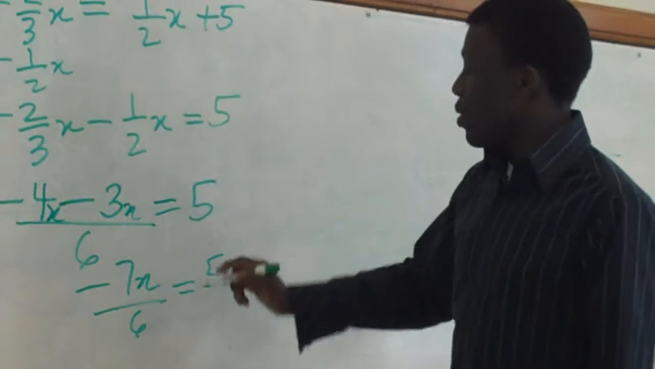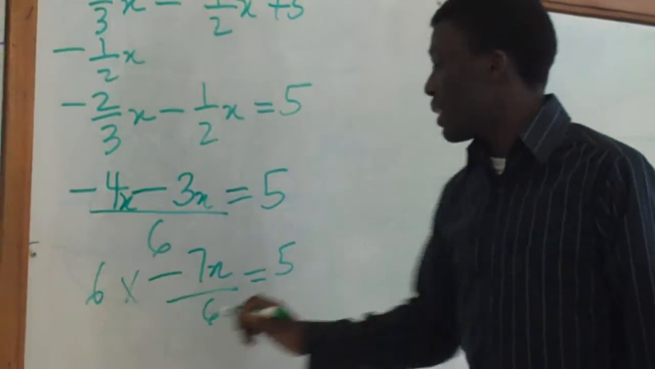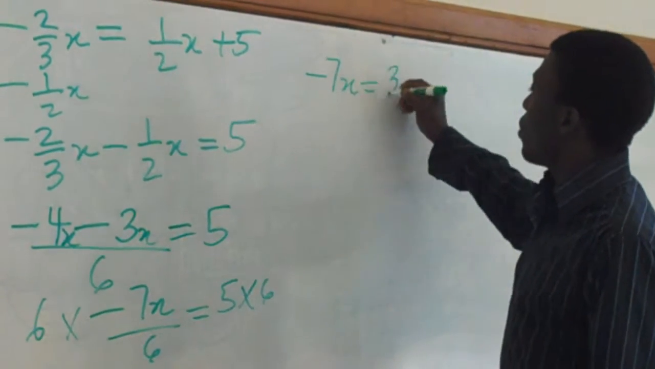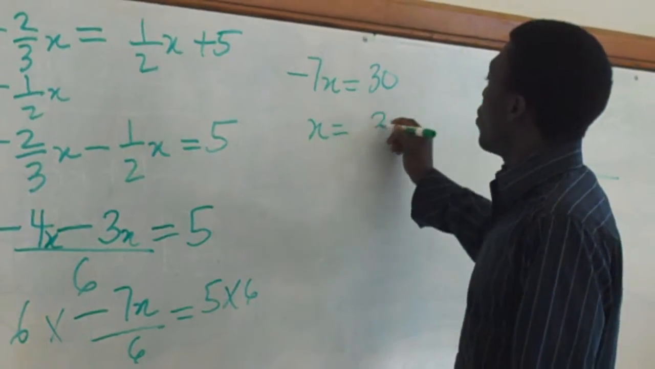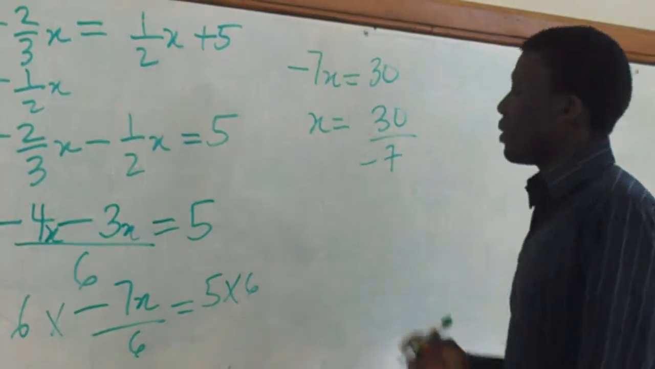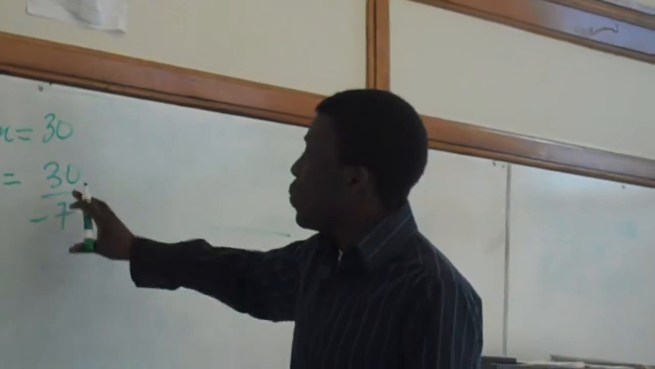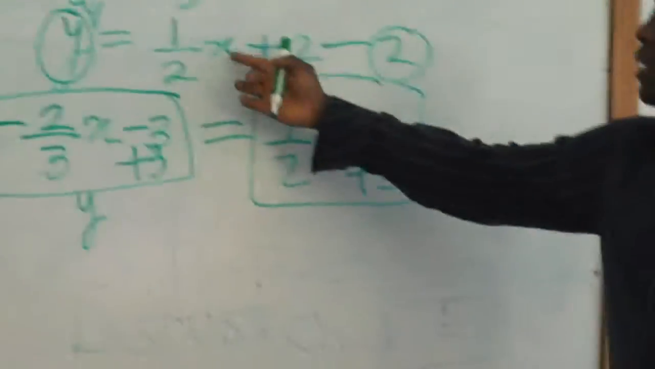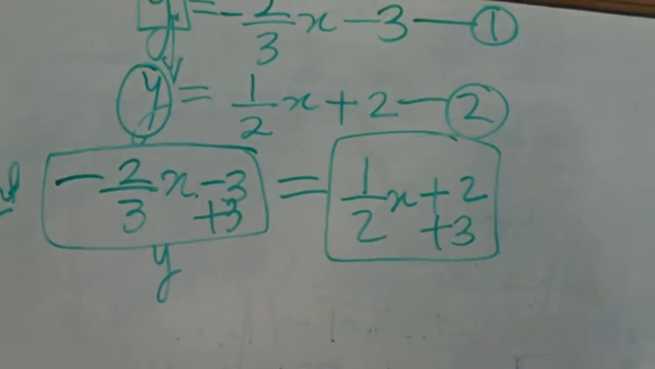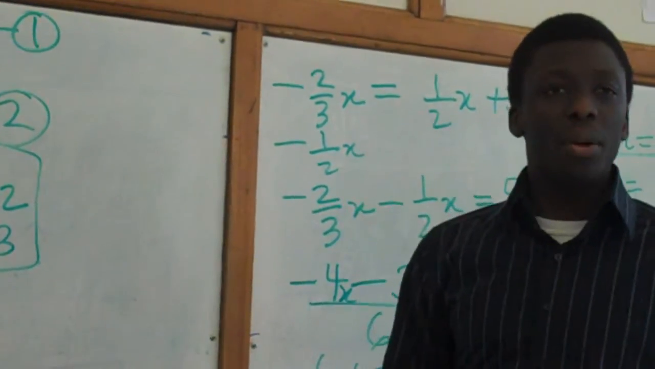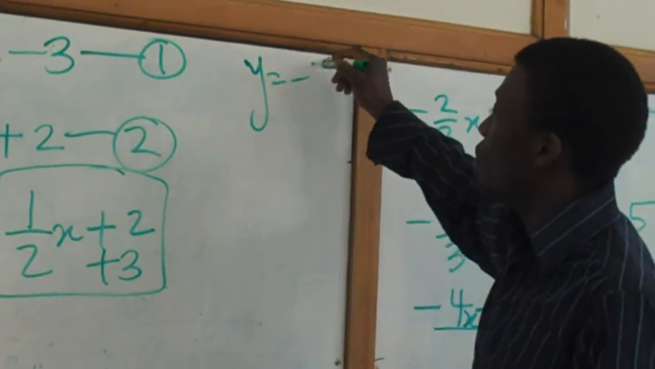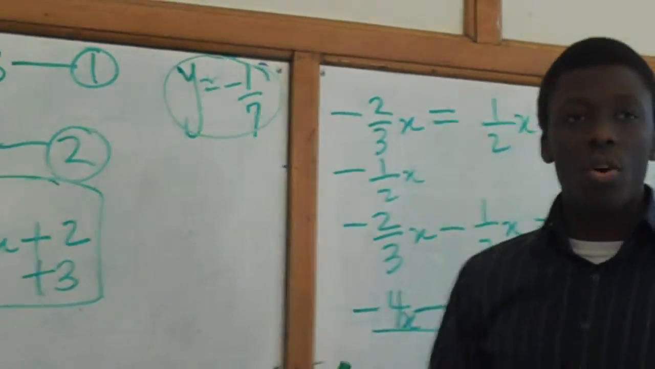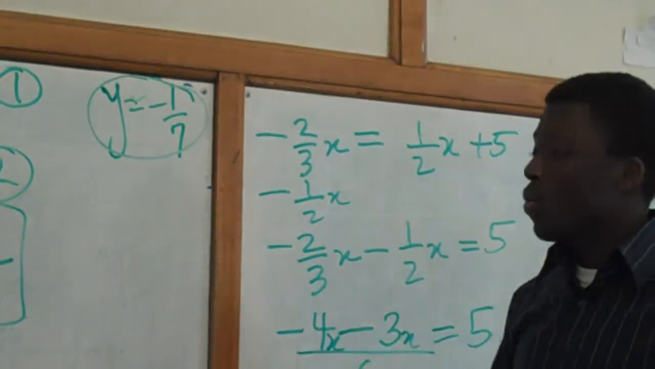At this point you multiply both sides by 6. You get minus 7x is equal to 30. So x is equal to 30 over negative 7, or minus 30 over 7. We take this value and plug it in for x back in this equation, or we just pick an equation and plug it in. And we'll get our value for y, which I believe should be y is equal to minus 1 over 7. Again, all we do is plug it in, and that's all. So that's the first method we're using.